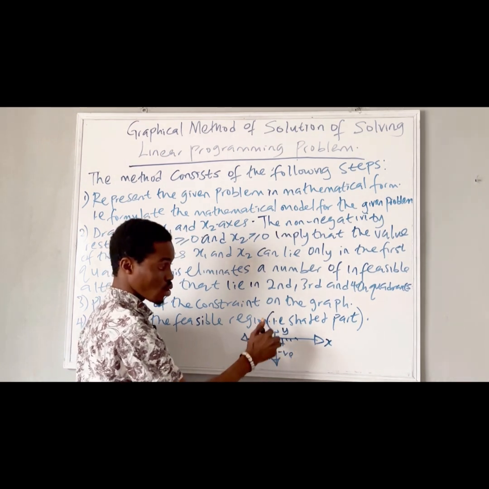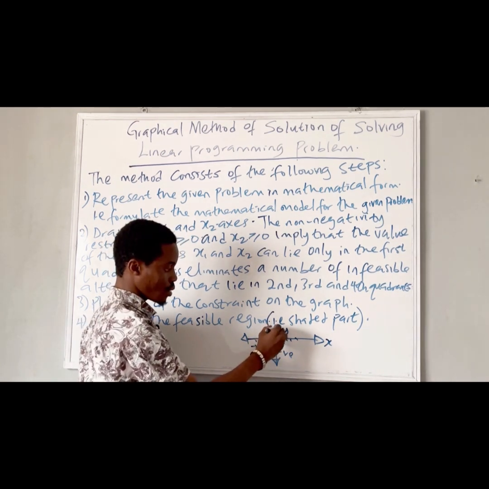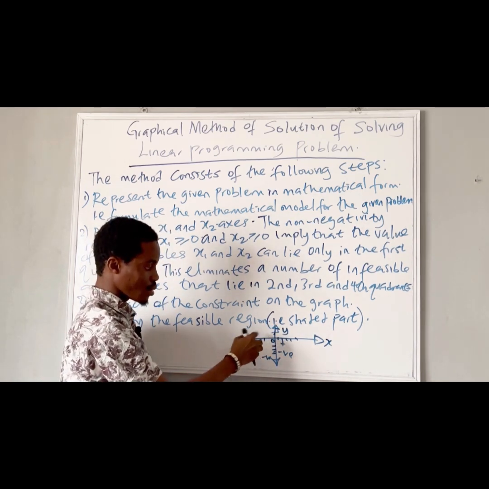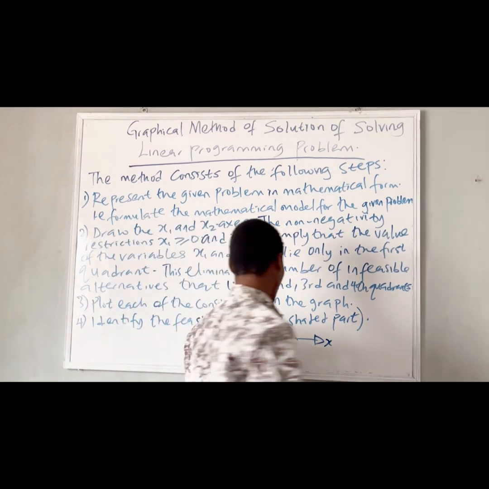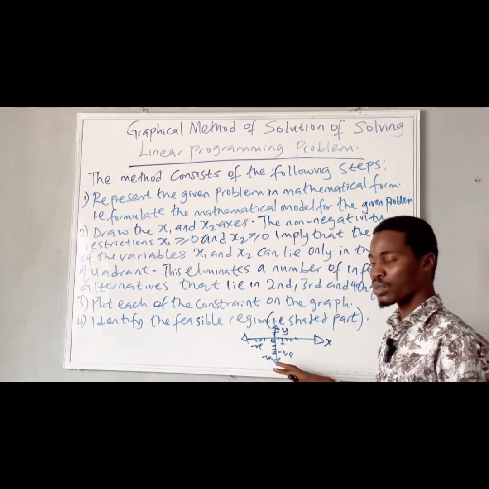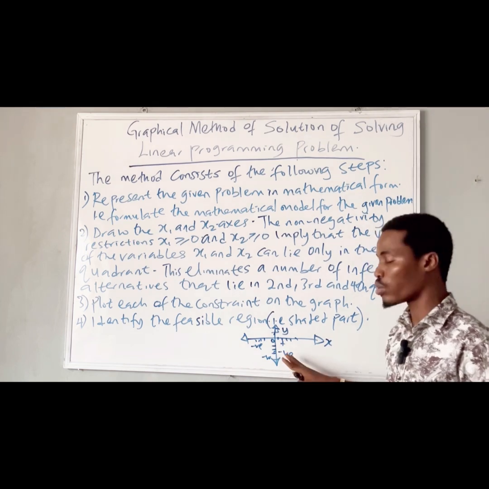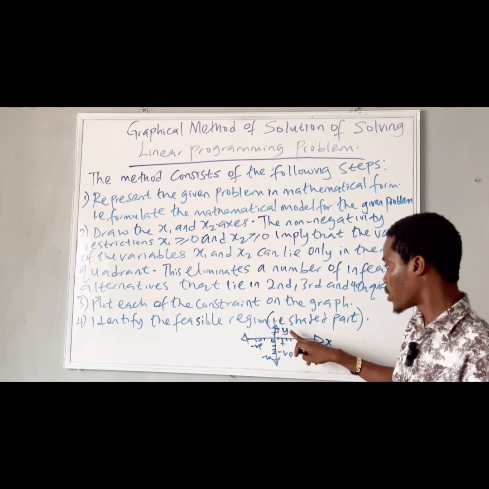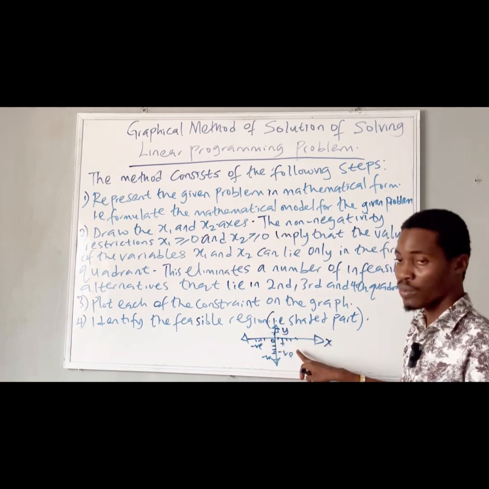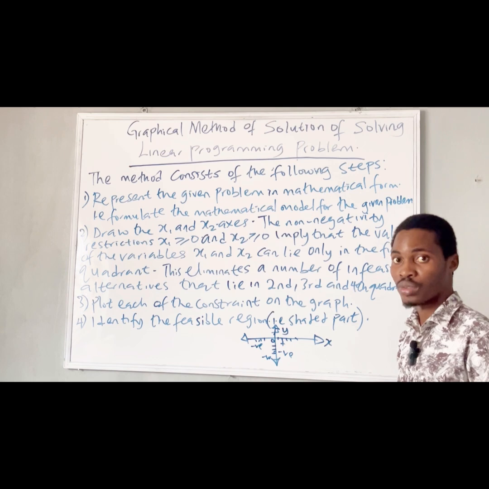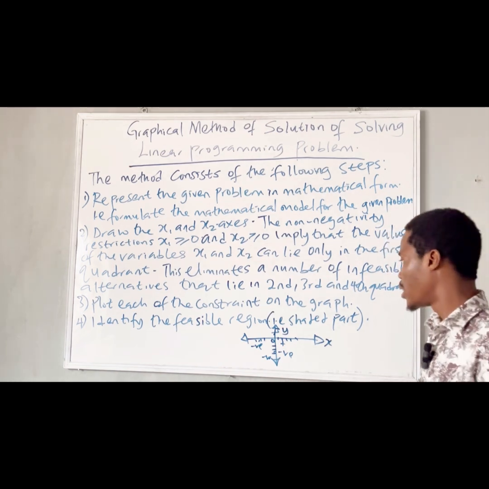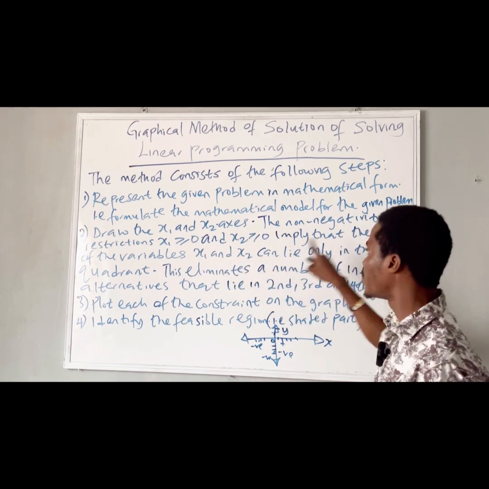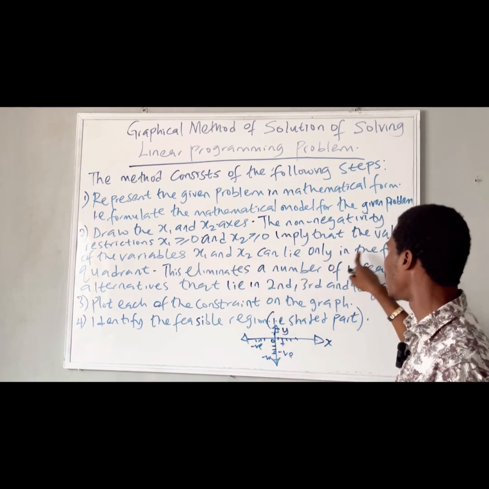Our y is positive here, and our x is positive here. This is just a line plotted on the graph. We have four quadrants, that is four sides. This is first, this is second, this is third, this is fourth. That's why we call it a quadrant. Quadrant means four sides. This implies that the values of the variables x1 and x2 can lie only in the first quadrant.